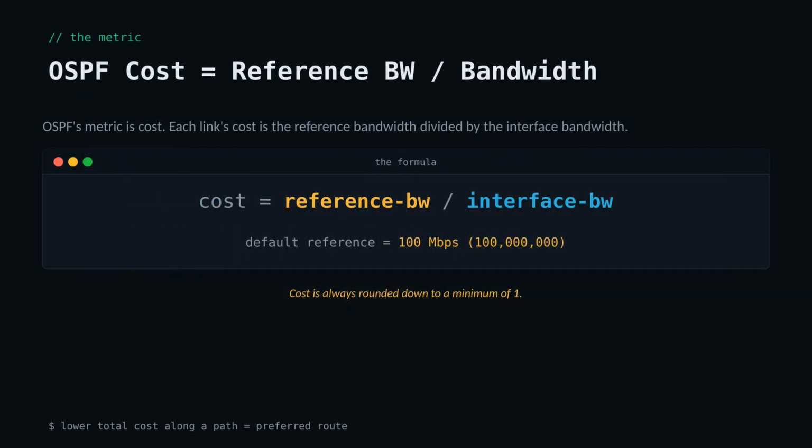So here's the formula in its cleanest form. Cost equals the reference bandwidth, by default 100 megabits or 100 million bits per second, divided by the bandwidth of the interface itself. OSPF then adds up the cost of every link along a path, and the path with the lowest total wins. One small but important detail: cost is always rounded down, with a floor of 1, so a link can never have a cost of 0.